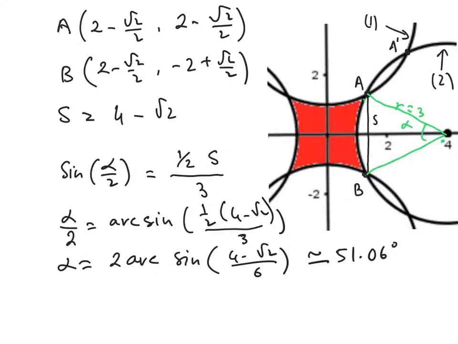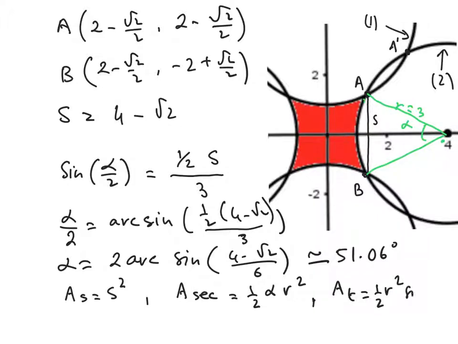So if we go back to the beginning, we defined AS as being the area of the square. So AS will be equal to S squared. We know S. We also talked about the area of the sector, which is equal to 1/2 alpha in radians times r squared. And we also need the area of the triangle AT, which is equal to 1/2 r squared times the sine of alpha.